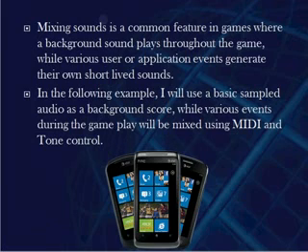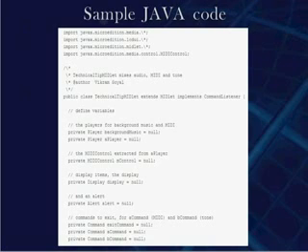Mixing sound is a common feature in games where a background sound plays throughout the game, while various user or application events generate their own short-lived sounds. In the following example, I will use a basic sampled audio as a background score, while various events during the gameplay will be mixed using MIDI and tone control. In these slides, this example illustrates how to write the Java code.